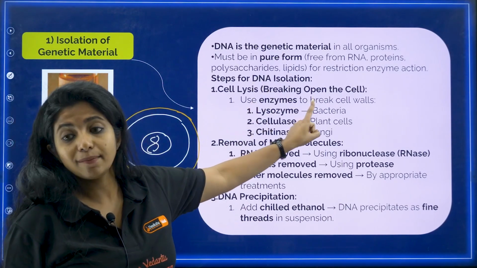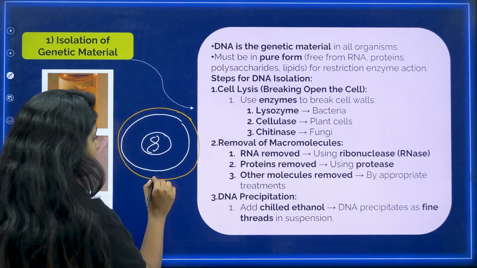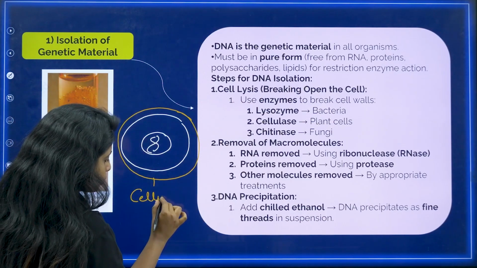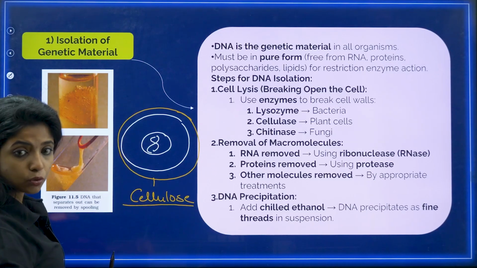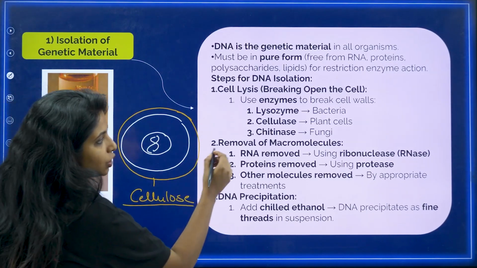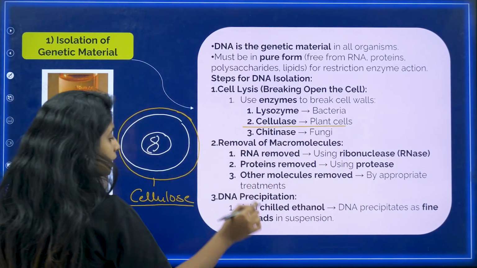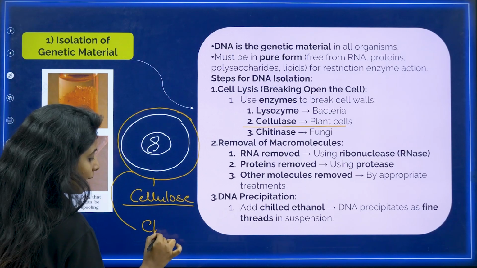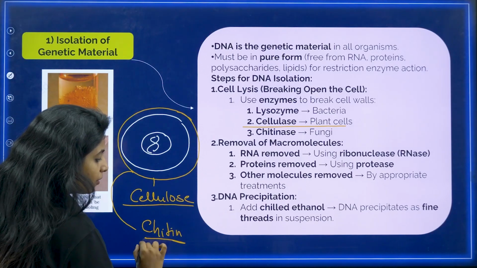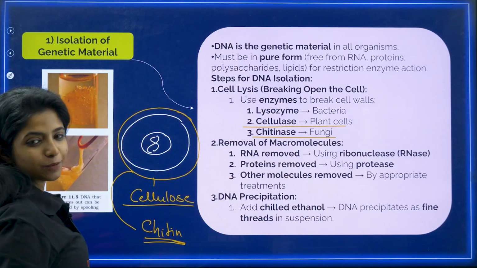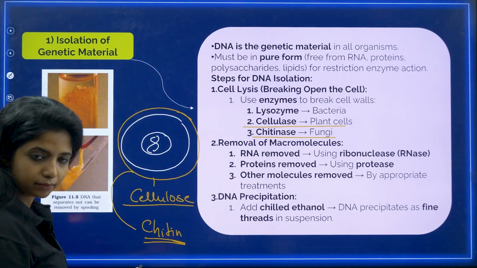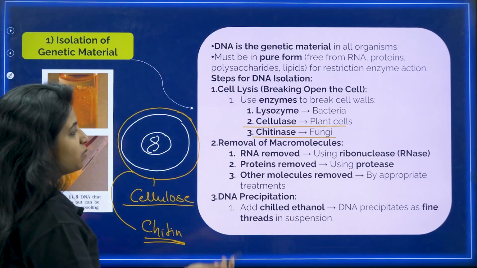So you need enzymes to break the cell wall. In plants the cell wall is made up of cellulose. So what enzyme do you need? You need cellulase. In the case of fungi it is made up of chitin. So what enzyme do you need? Chitinase. In the case of bacteria it is made up of peptidoglycan. So what enzyme do you need?